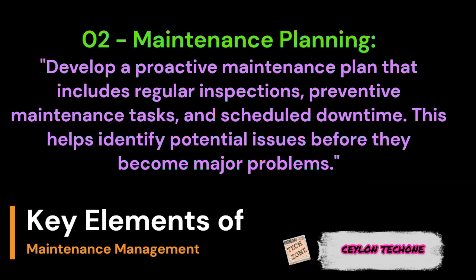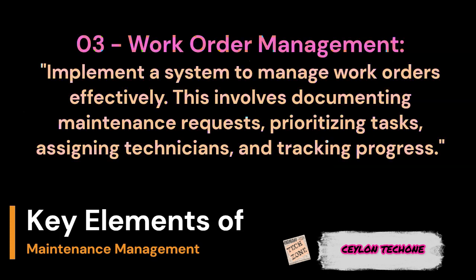2. Maintenance planning. Develop a proactive maintenance plan that includes regular inspections, preventive maintenance tasks, and scheduled downtime. This helps identify potential issues before they become major problems. 3. Work order management. Implement a system to manage work orders effectively. This involves documenting maintenance requests, prioritizing tasks, assigning technicians, and tracking progress.